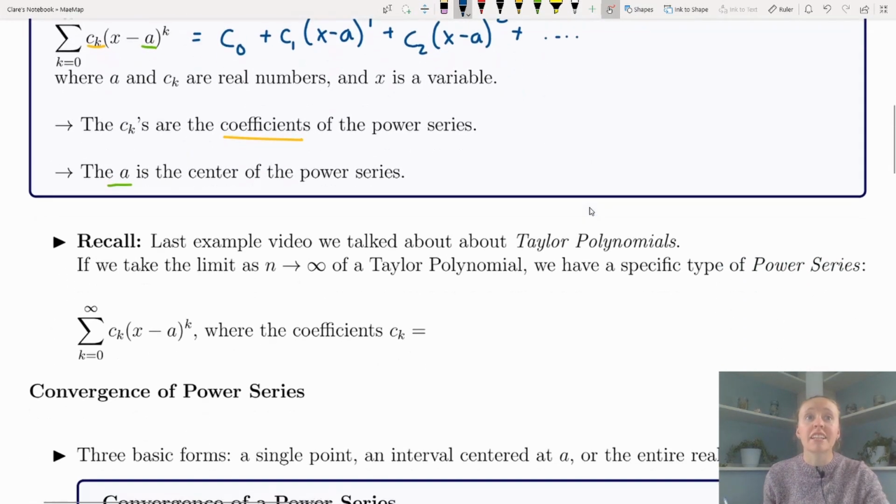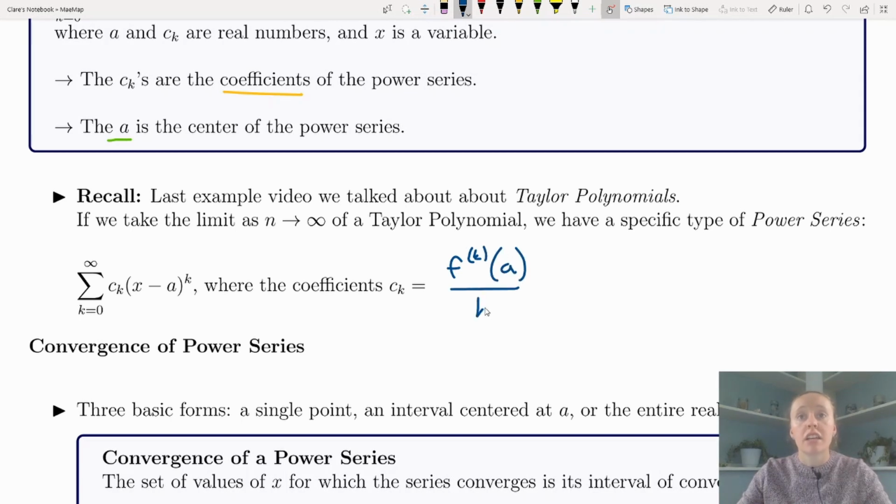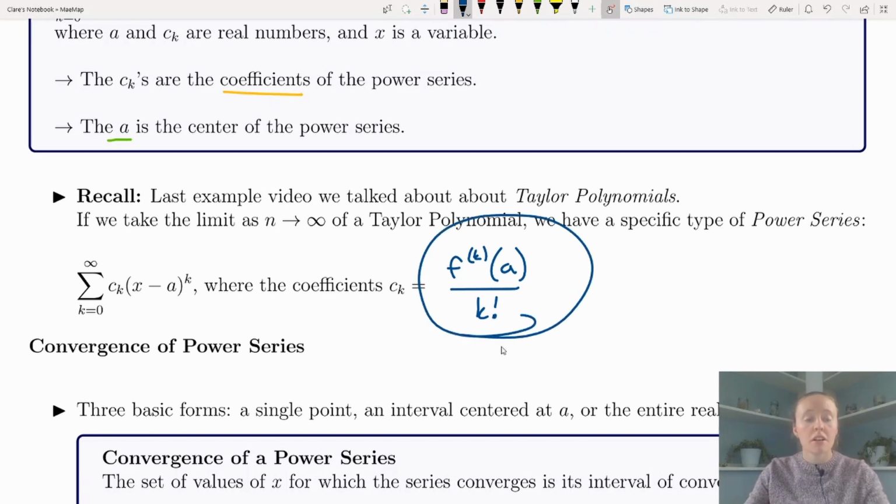Now, if you recall in that last example video, we talked again about those Taylor polynomials. And if we take the limit as n approaches infinity of some Taylor polynomial, we have a specific type of power series, known as the Taylor series, where, if you remember from that video, our c sub k was the kth derivative of f at a, all over k factorial, where this c sub k is our coefficient, but we're still centered around that a value.